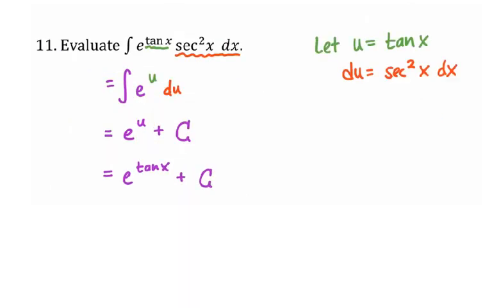Problem number 11, I like this one a lot. It's rather straightforward, but it gets some trig in there. You can use u as tangent, because tangent is the exponent on e, and tangent differentiates to the other piece of the integral, which is that secant squared of x. So this one worked pretty nicely.